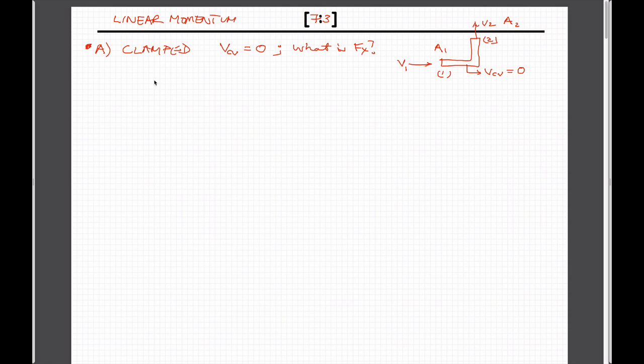What's the equation that we need to use? It's the relative velocity at point 1 plus the velocity of the control surface at point 1, all in the x direction, times the mass flow rate at 1, plus the relative velocity at point 2 plus the velocity of the control surface at 2, times the mass flow rate at 2, is equal to, if we draw the coordinate system, x and z, we don't really care too much about z, the force in the x direction.